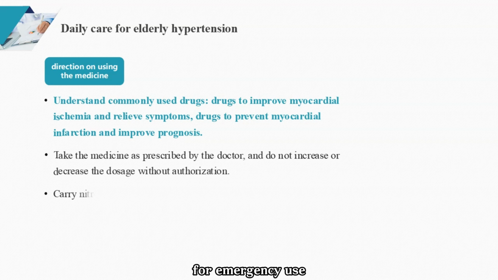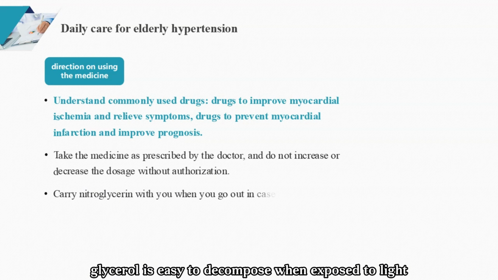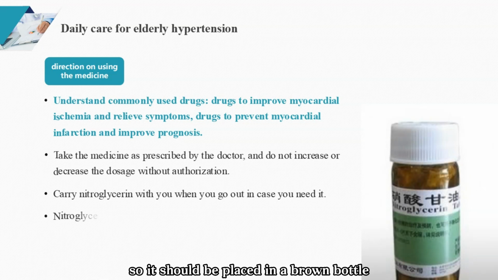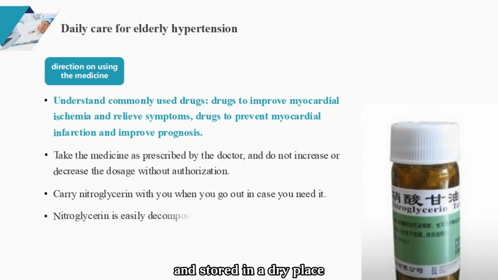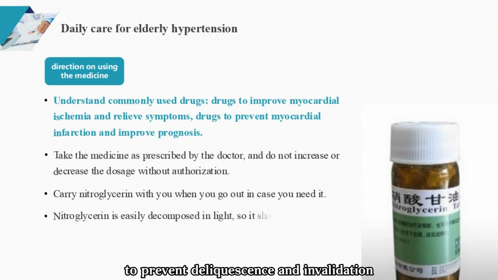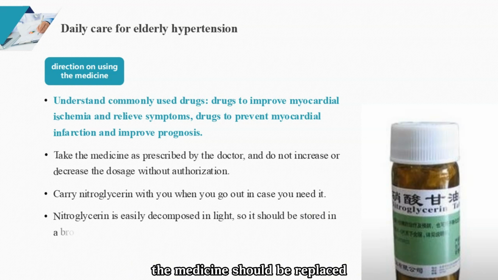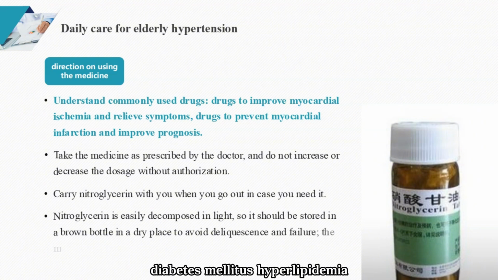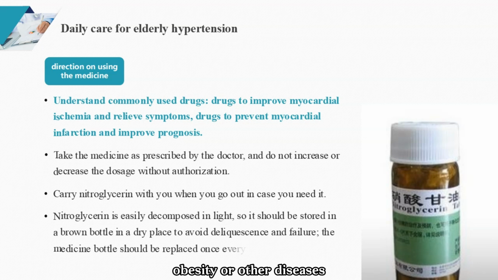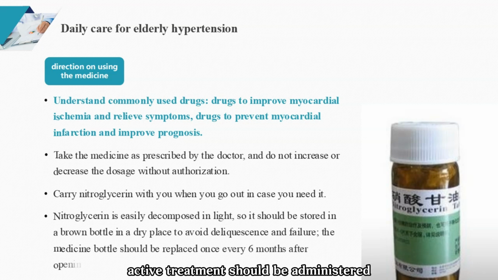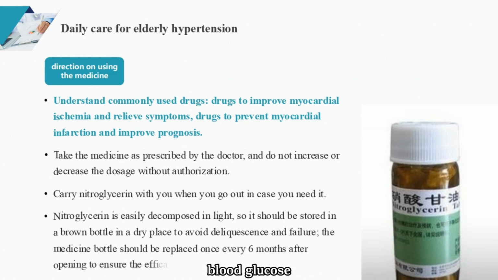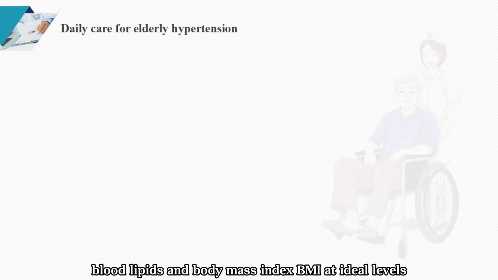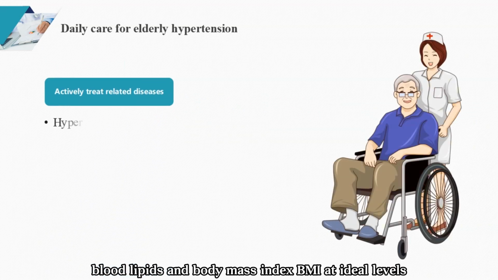For emergency use, nitroglycerin is easy to decompose when exposed to light, so it should be placed in a brown bottle and stored in a dry place to prevent deliquescence and invalidation. The medicine should be replaced every 6 months after opening to ensure efficacy. If the patient has hypertension, diabetes mellitus, hyperlipidemia, obesity, or other diseases, active treatment should be administered to control blood pressure, blood glucose, blood lipids, and body mass index, BMI, at ideal levels.